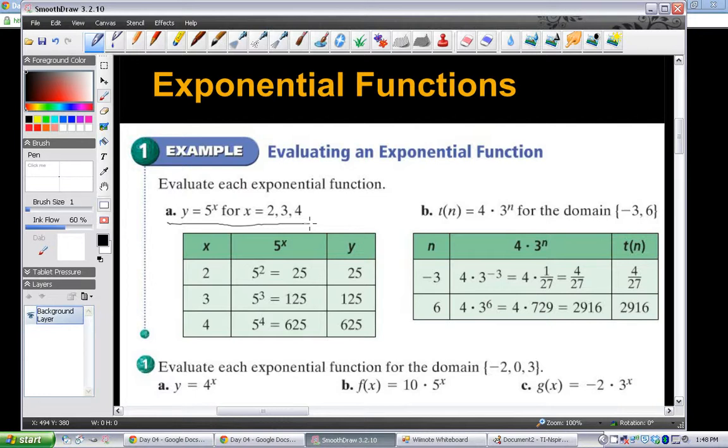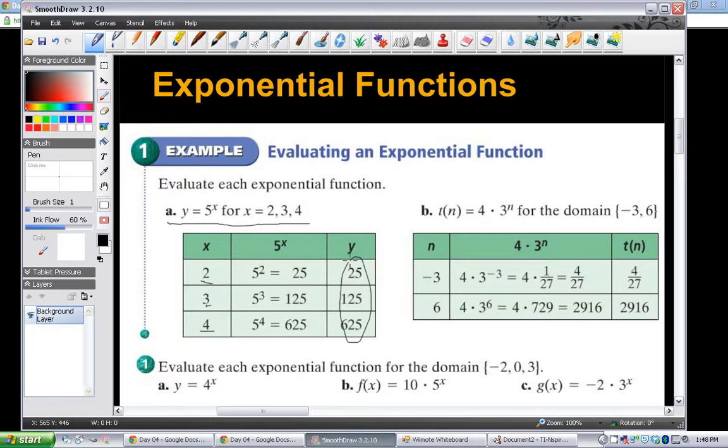So where x is 2 right here, the 2 goes in the exponent, 5 squared is 25, so that's our y. Where we're looking at 3, 3 is in the exponent, 5 raised to the third means 5 times 5 times 5, and that's 125. Here, where x is 4, it's 5 to the fourth, 5 times 5 times 5 times 5, which is 625, so that's how they came up with all of these.